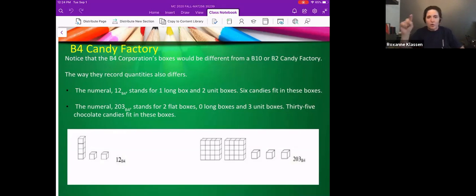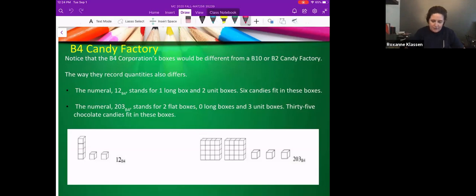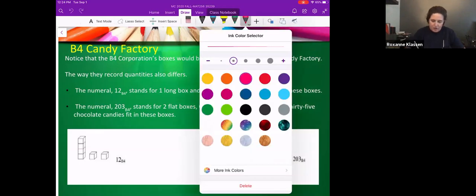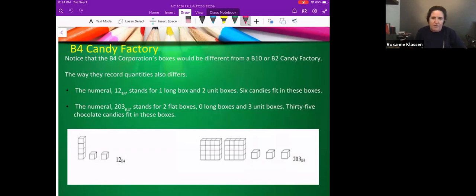And if we look at 203, that stands for 2 flat boxes, no long boxes, and 3 unit boxes. So if we figure out how many candies are there, how many candies are in this flat box? You can look up from your code. Yeah, so there's 16 here and 16 here, and then there's 1, 1, 1. So that's a total of 35 candy.